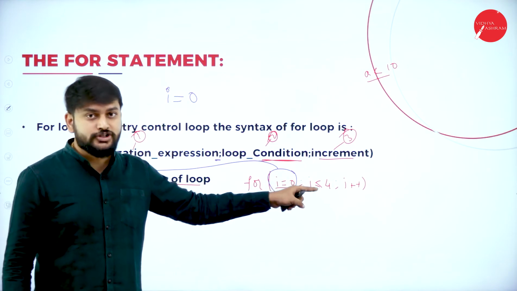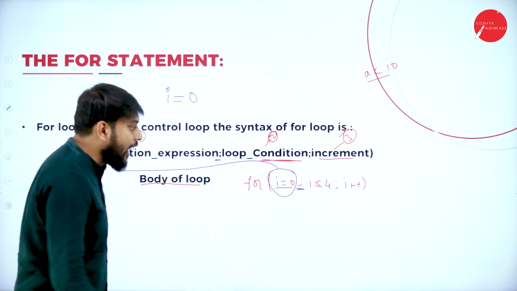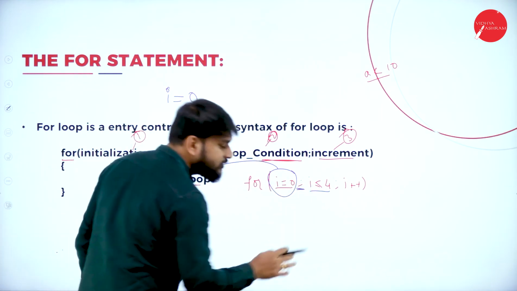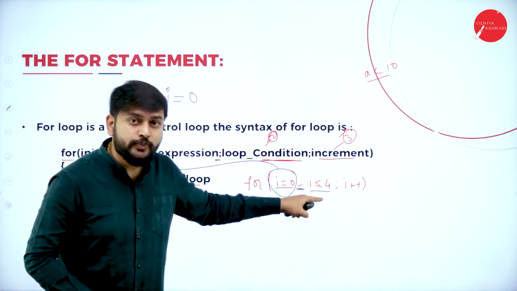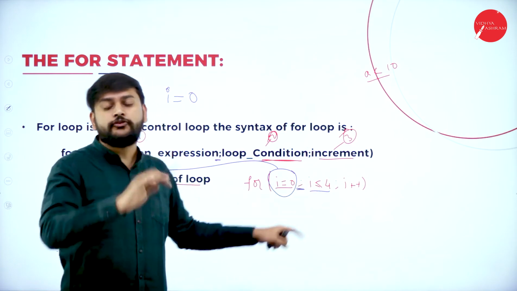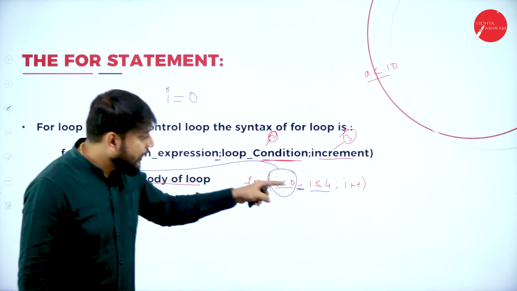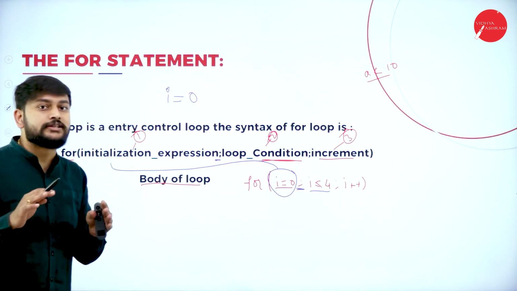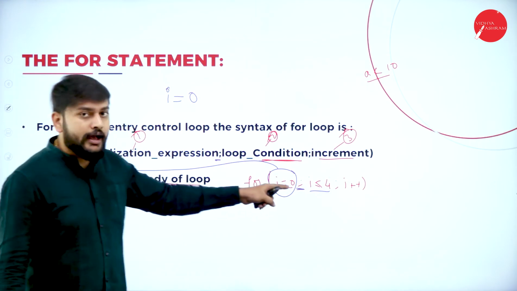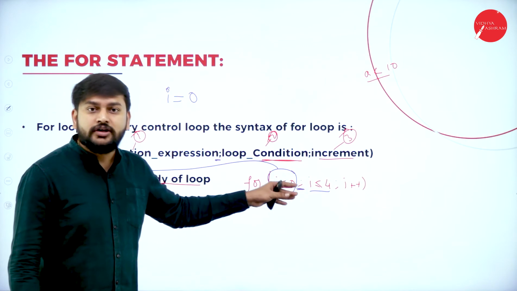I have a condition. What is the next one that I have? Please observe here. What is the condition that I have given? I have given the condition as i less than or equal to 4. That is what you need to understand. So fine, I have that: i is less than or equal to 4.